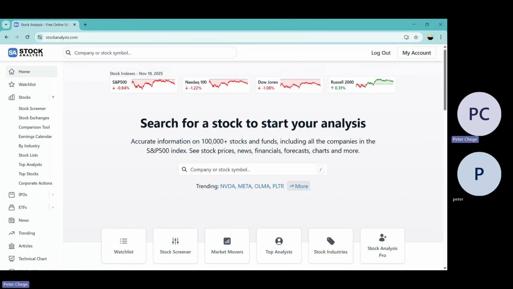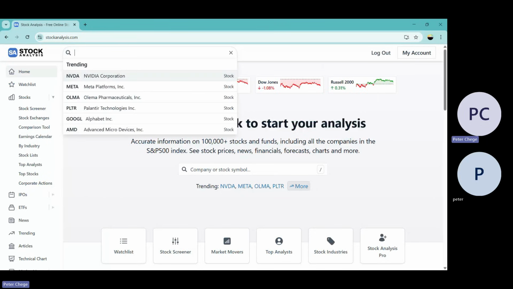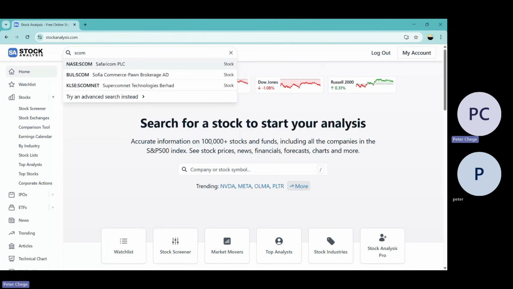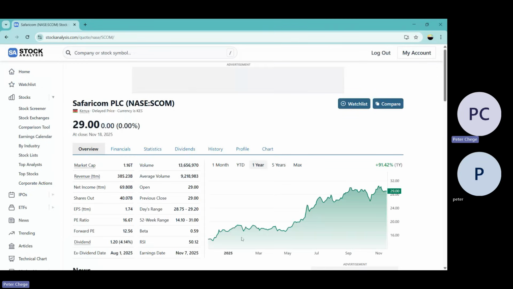If you want to see NSE stocks, you just go to where they search. You type the company you want to view, like Safaricom. It will be listed. Notice NSE, that is the Nairobi Securities Exchange. So the first part is the exchange, then the second part is the share name. Once you click, you get the details, like now you have the details of Safaricom.